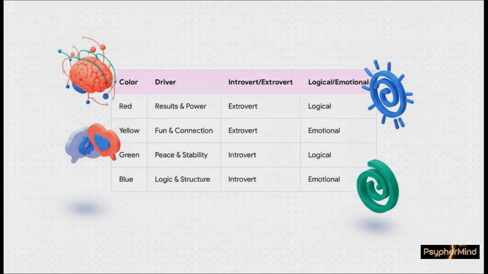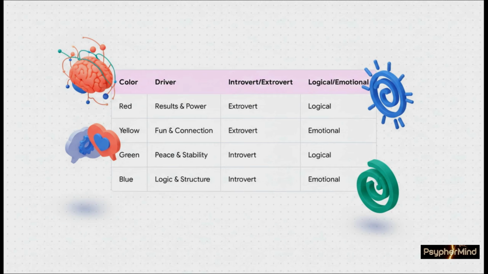So, you're probably wondering, how on earth do you figure out someone's color? It's actually way simpler than it sounds. You just need to ask yourself 2 key questions about them. Let's walk through this together. First question, are they more of an extrovert, someone who gets their energy from being around people?